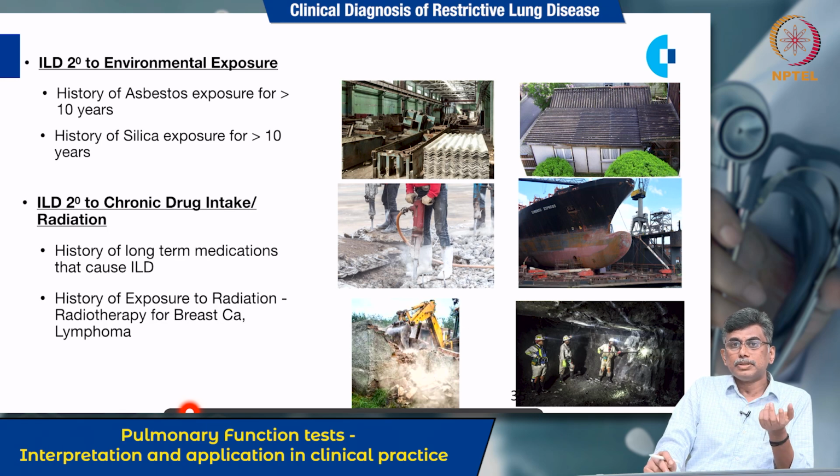Now with regard to ILD secondary to radiation or drug exposure, just ask whether there was any radiotherapy for any chest problems like breast cancer or lymphomas. And ask about chronic intake of drugs which produce ILD, like methotrexate, amiodarone or nitrofurantoin. So these drugs can cause interstitial lung disease.